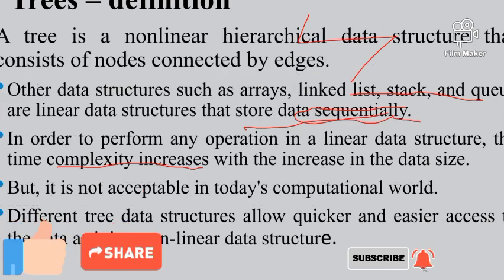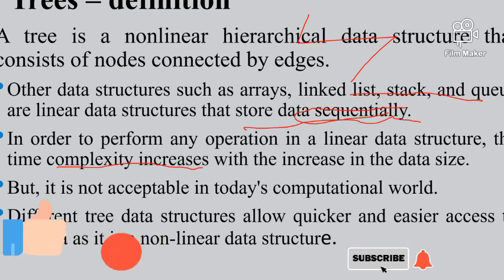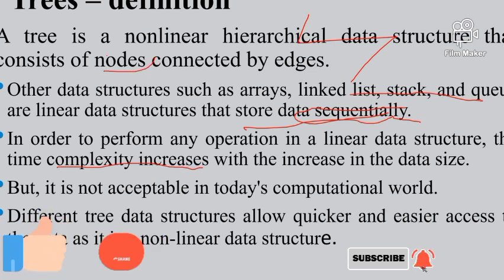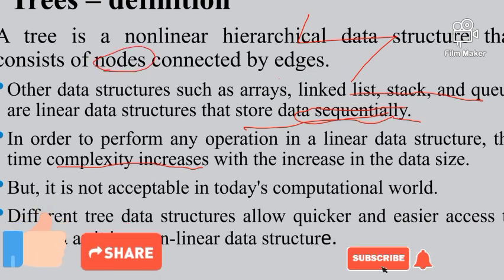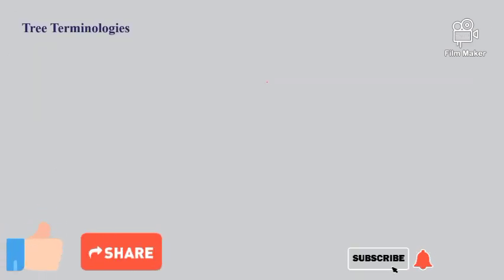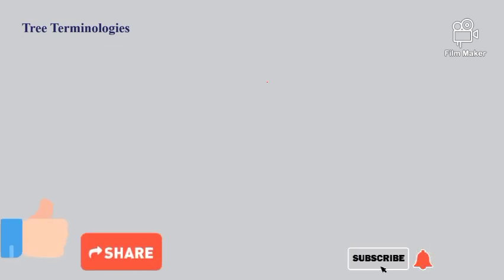Now the main definition of a non-linear data structure: trees are non-linear hierarchical data structures that consist of nodes connected by edges. Here you can see that, just now, we have represented nodes connected with edges. This is the specified definition of a tree. In a tree, we have seen that it has branches, and those branches have sub-branches, like leaves.